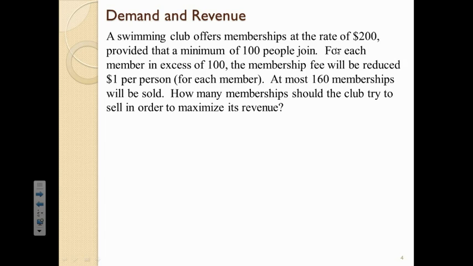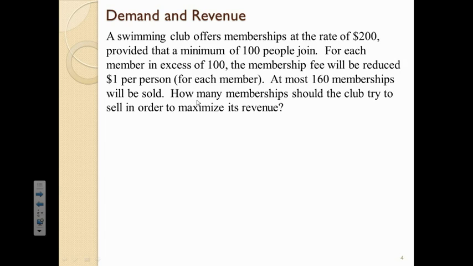Everyone's fee is going to be reduced. So in order to figure out how much they should charge, they want to use demand as part of this. And that's what we're going to see in a minute. So here, at most, 160 memberships will be sold. Maybe it's the size of their facility. They can only house up to 160 members, and then it's too crowded.